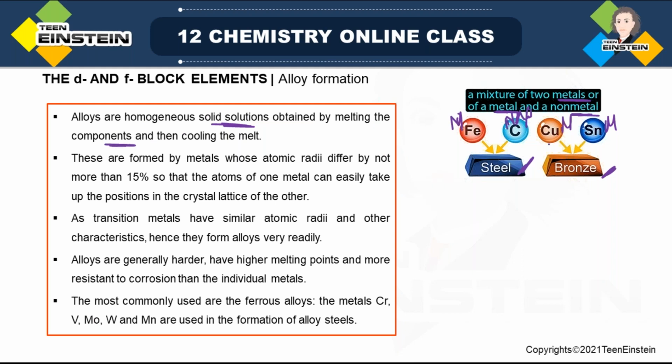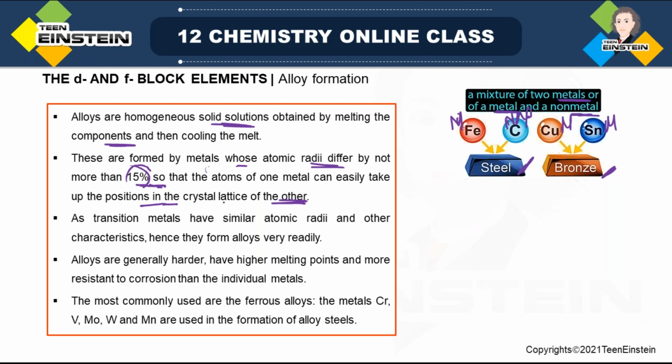If you take copper and tin, melt them and then cool, you get the alloy bronze. These are formed by metals whose atomic radii differ by not more than 15%. Suppose you mix copper and tin to get bronze. The condition for forming an alloy is that the sizes of the two metals should not differ by more than 15%. If they do, this type of solid solution formation is not possible. If it is within 15%, atoms of one metal can easily take up positions in the crystal lattice of the other. That is why sizes should be close, without much large variation.